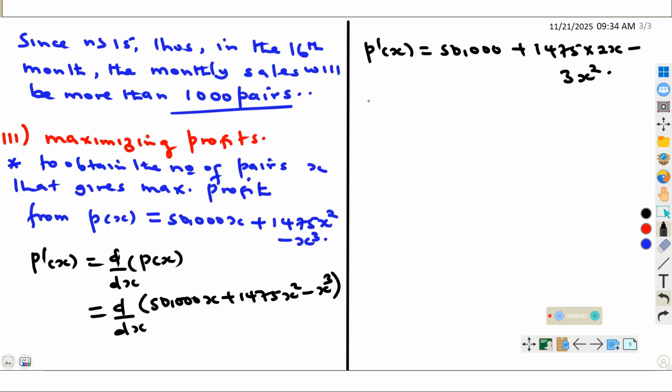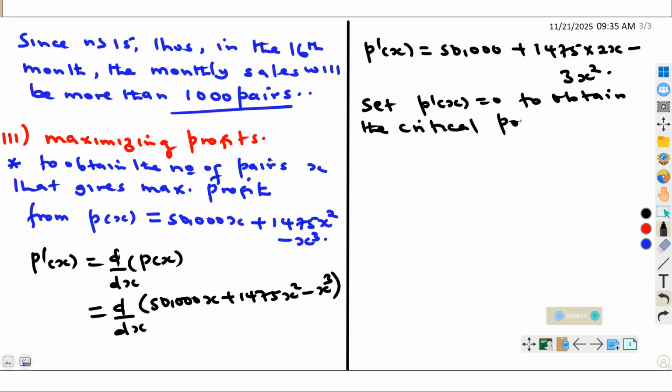So we shall set p'(x) to 0 to obtain the critical points. When we do that, it means we are setting 50,000 plus, and so on, to 0, and we need to solve this, because this is now a quadratic equation, and get the values for x.